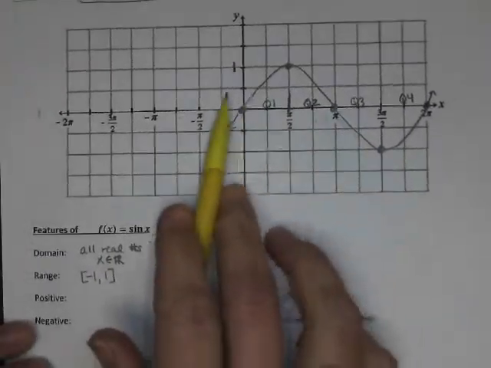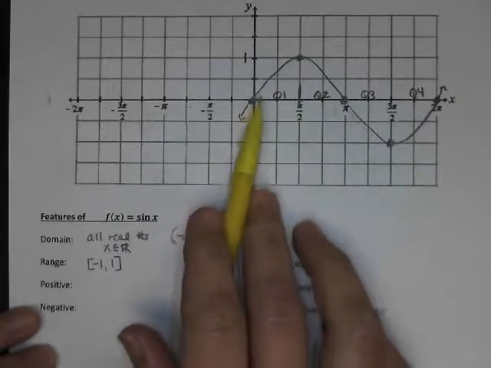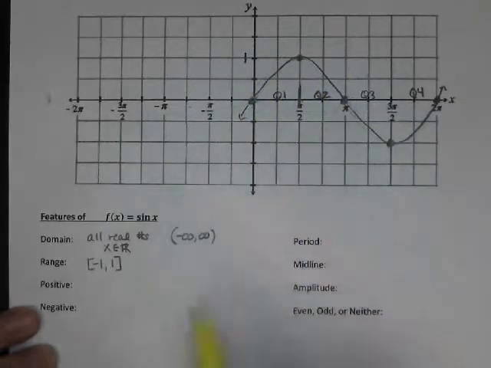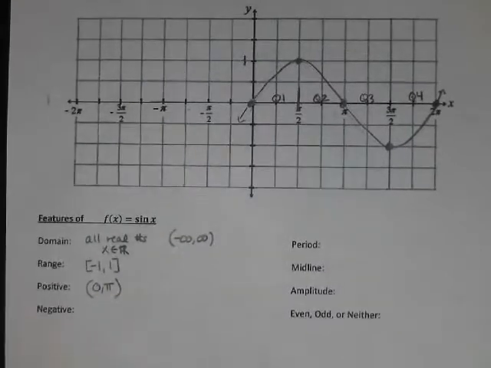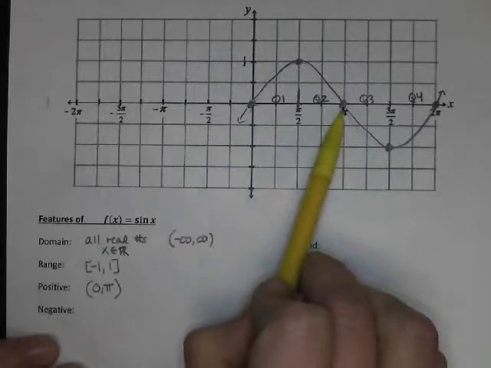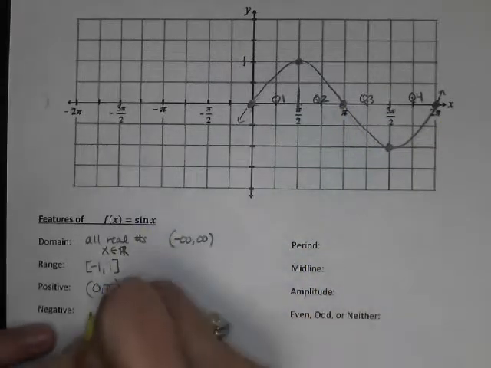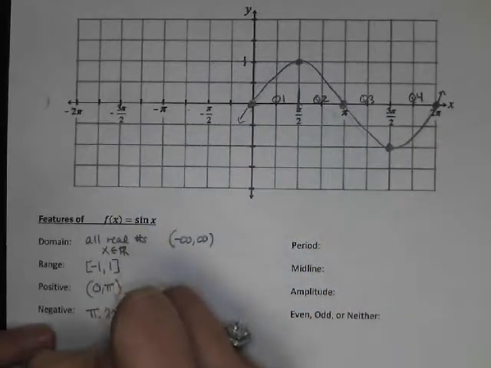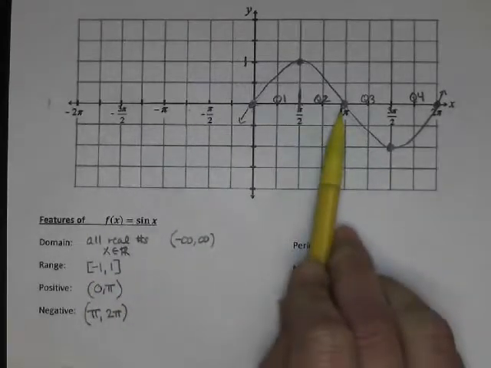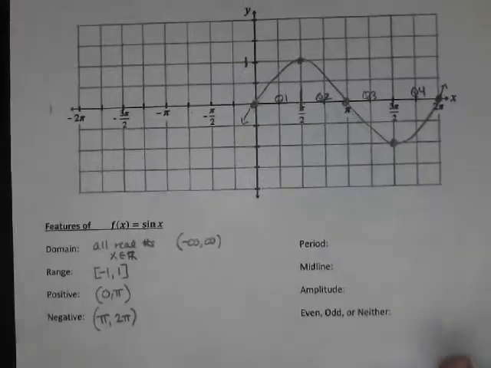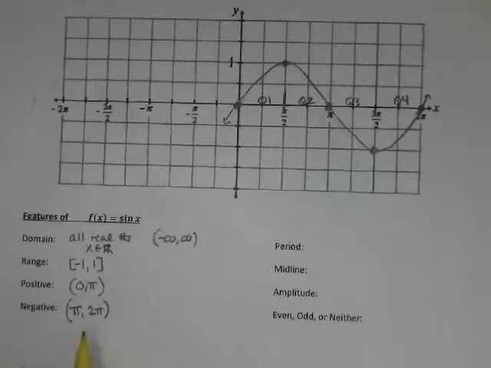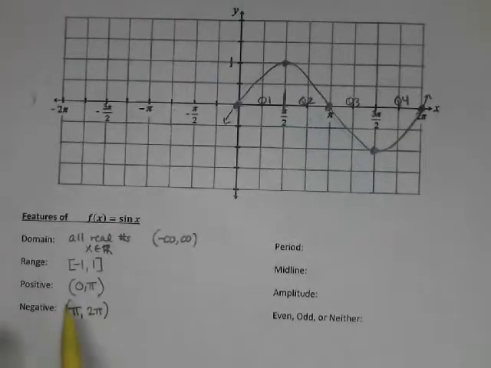It's positive, and we'll just talk about the first cycle of it. It's positive from 0 to pi, which is quadrants 1 and 2, as we know from all students take calculus, and it's negative from pi to 2 pi. And I'm using parentheses here because it's not actually negative at pi, it's 0. It's not actually negative at 2 pi, it's 0 there, but everywhere in between. And again, that's quadrants 3 and 4, which jive with the all students take calculus test.